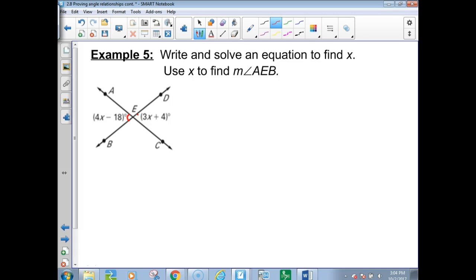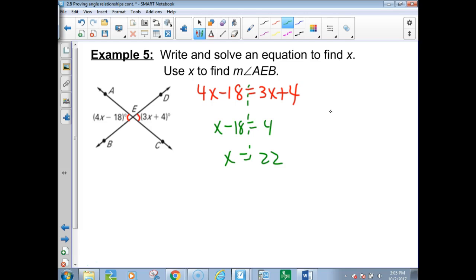Okay, these angles are vertical angles. They are congruent. So you would set 4x minus 18 equal to 3x plus 4 and solve it. Subtract 3x from both sides. Add 18 to both sides. Plug it back in. To get the measure of angle AEB, you will need to do 4 times 22 minus 18. You guys finish that one off, please.